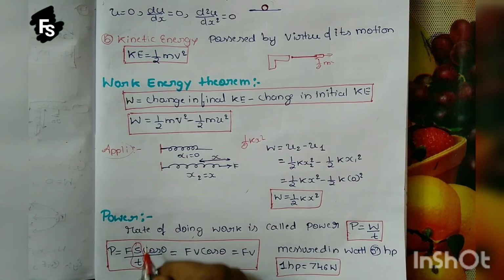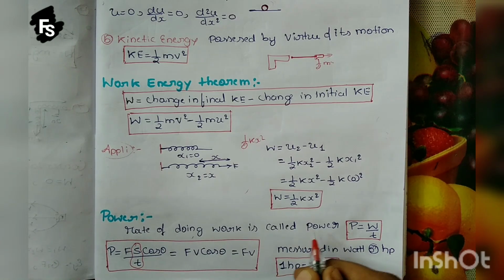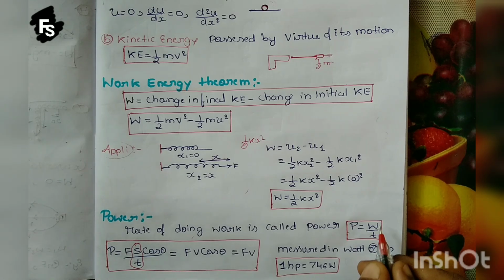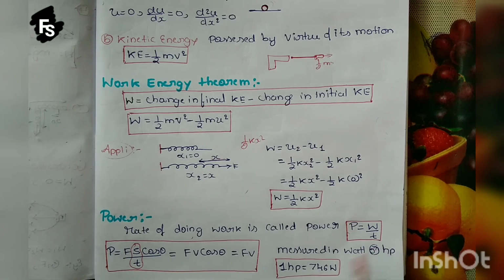Next we move on to the power concept. What is power? Rate of doing work is called power. Power is equal to W by t. This is the formula. Power is equal to work done by time taken. Remember this formula, work done by time taken.